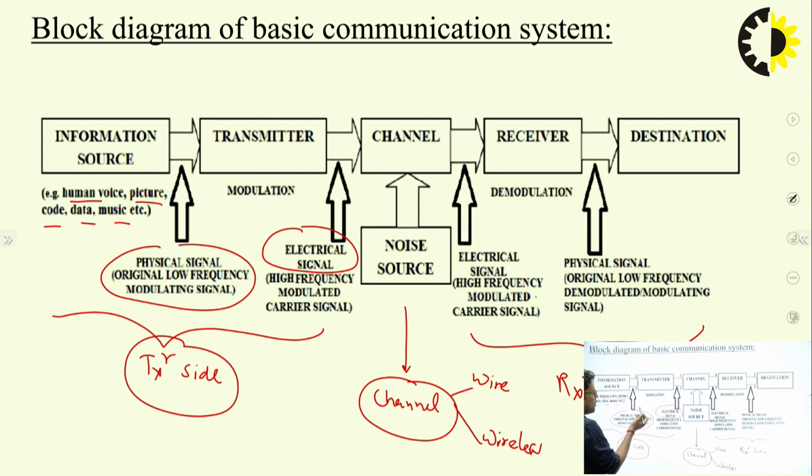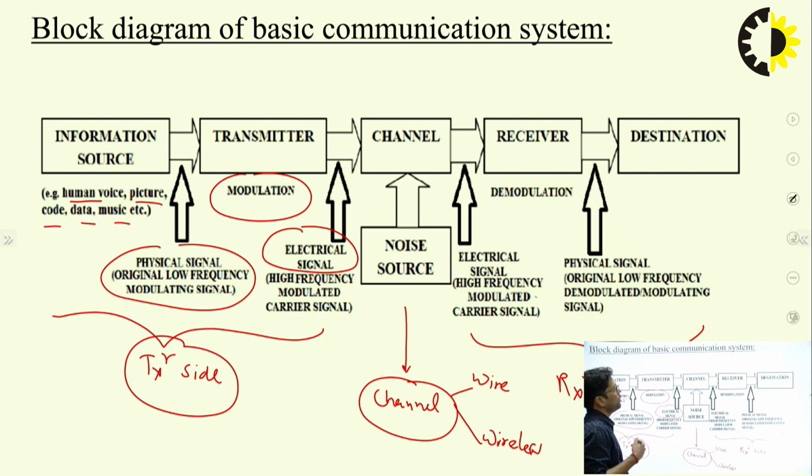Now what is the utilization of doing the modulation here? Because without using the modulation we cannot transmit the data at the longer distance. So if we want to transmit the data at the longer distance, for it we need to do the modulation at the transmitter side. This is the one main concern to do the modulation process at the transmitter side.